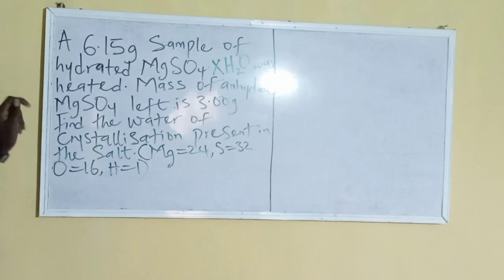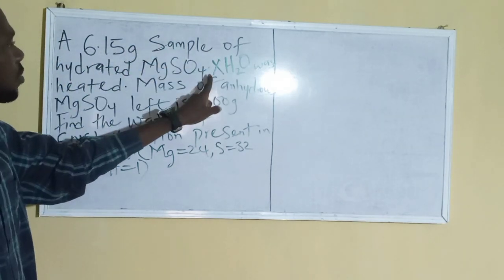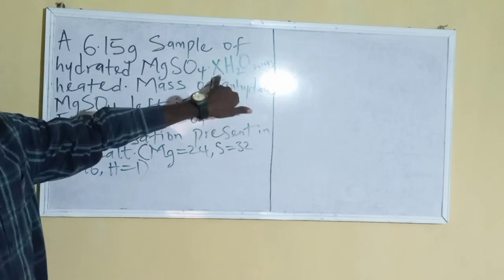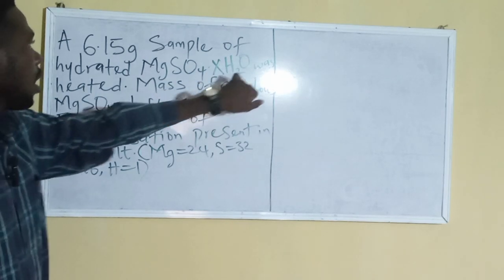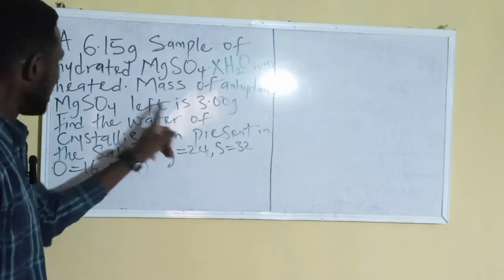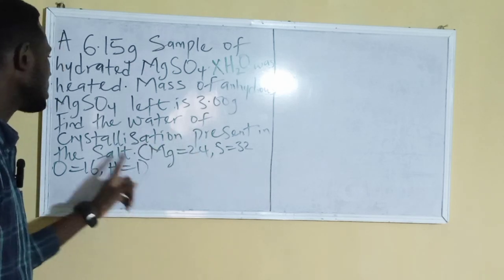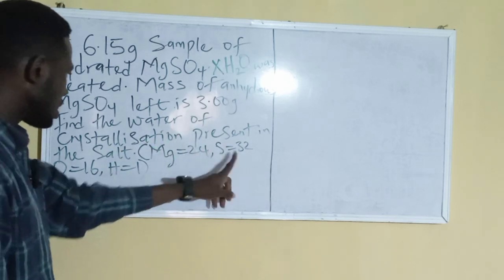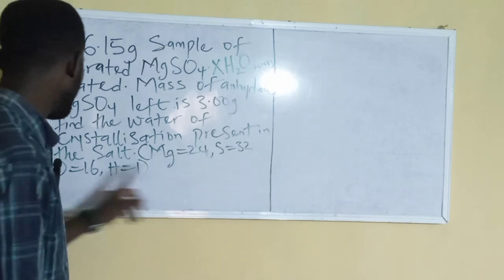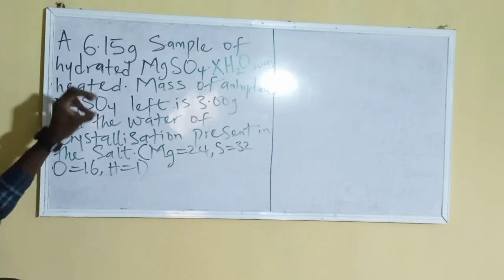Now look at this question here. A 6.15 g sample of hydrated MgSO4.XH2O, with X representing the unknown water molecules, was heated. The mass of anhydrous MgSO4 left is 3.00 grams. Find the water of crystallization present in the salt, given the molar masses of magnesium, sulfur, oxygen, and hydrogen. The first thing we are going to do is find the molar masses.